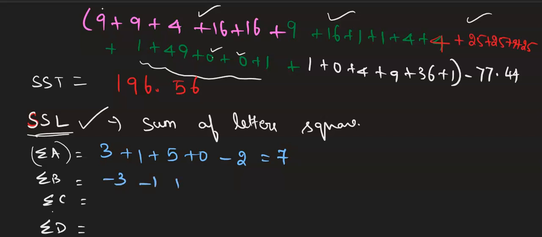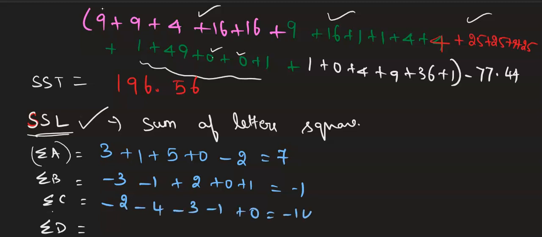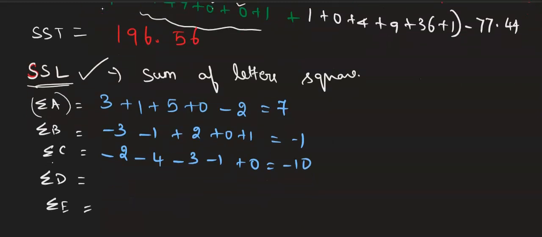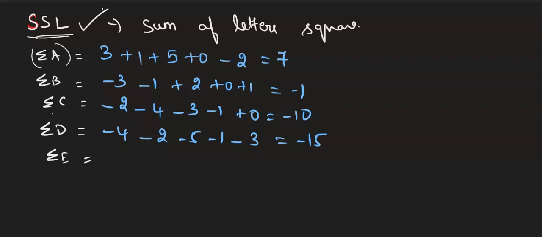Minus 3, minus 1, 2, 0, 1, which is minus 1. Similarly, you just write this on a separate paper and then verify with me. Minus 2, minus 4, minus 3, minus 1, 0 for the letter C. And for the letter D, minus 4, minus 2, minus 5, minus 1, minus 3, which is minus 15. And finally for the letter E, minus 4. These are the values that we have.